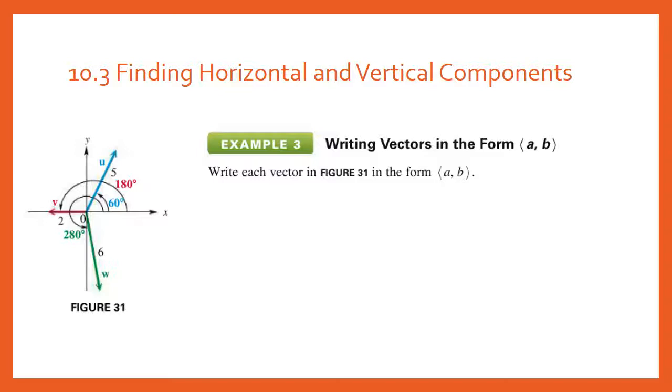And now you're going to write vectors in the form ⟨a, b⟩. So we've got two vectors there. We've got U and we've got W. So use what we just talked about. Pause the recording. Oh, and we've got V also, sorry. So we've got U, V, and W. Pause the recording, give this a try, and resume to check your answer.